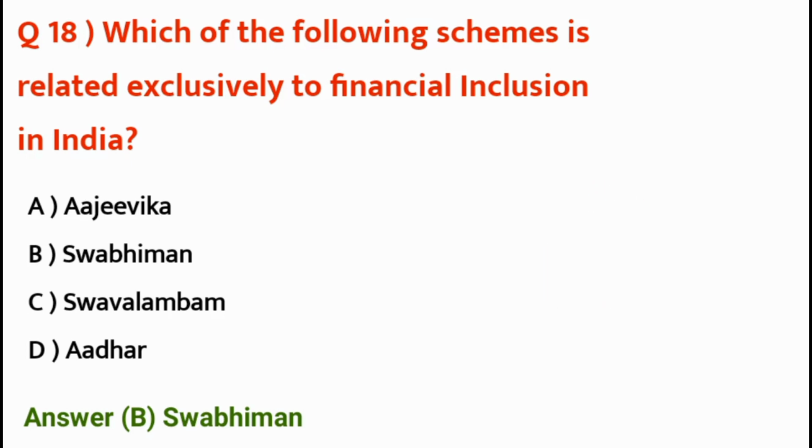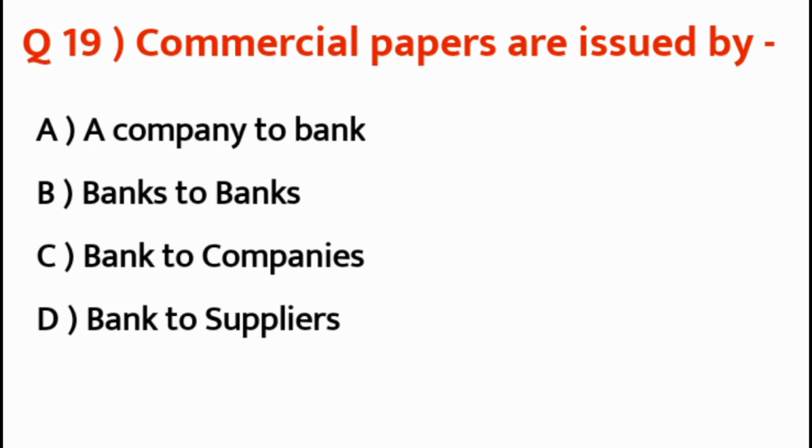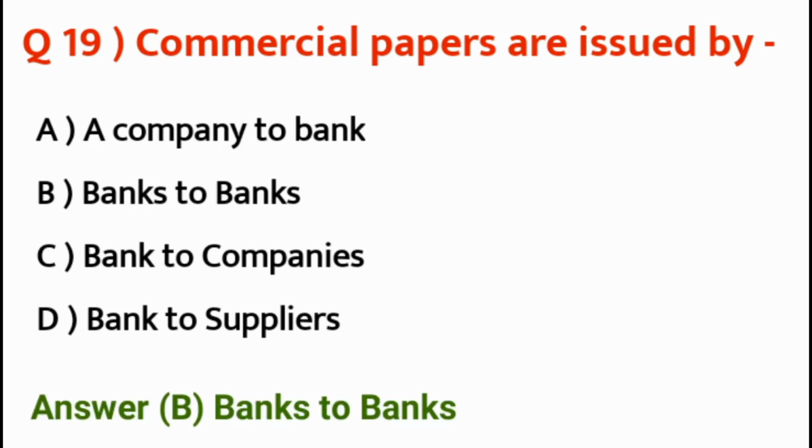So next, commercial papers are issued by: option A, company to the bank, option B, bank to banks, option C, bank to companies, option D, bank to suppliers. And the correct option is option B, bank to banks. Commercial papers are issued by bank to banks. This is the correct answer.